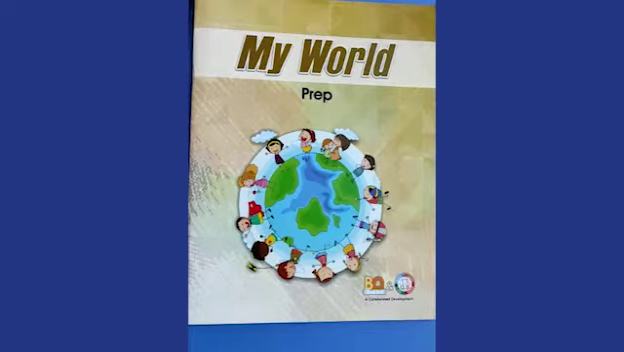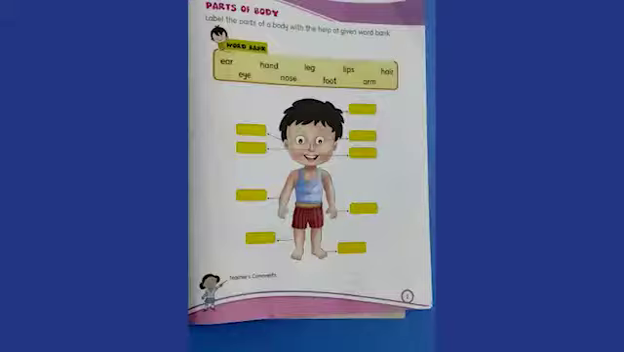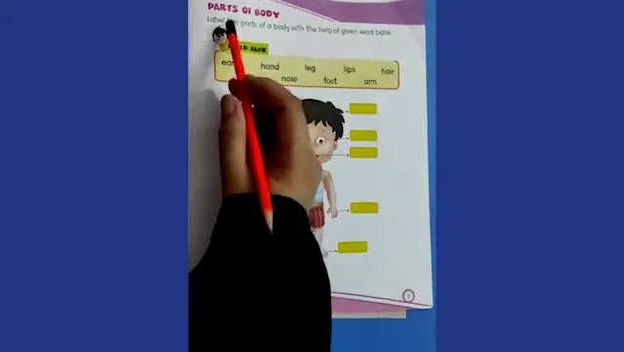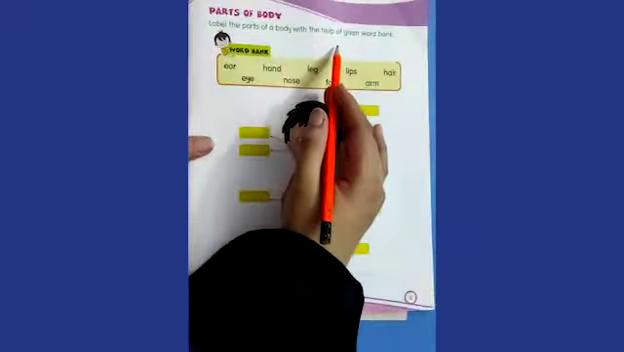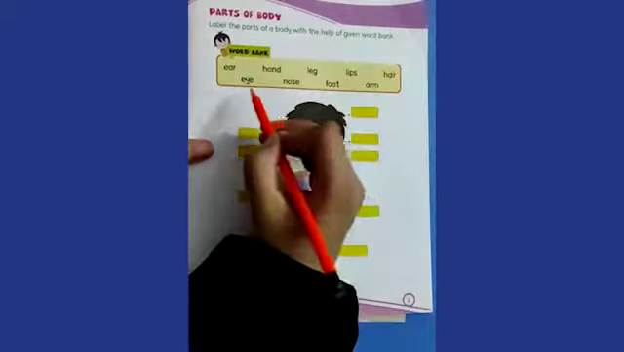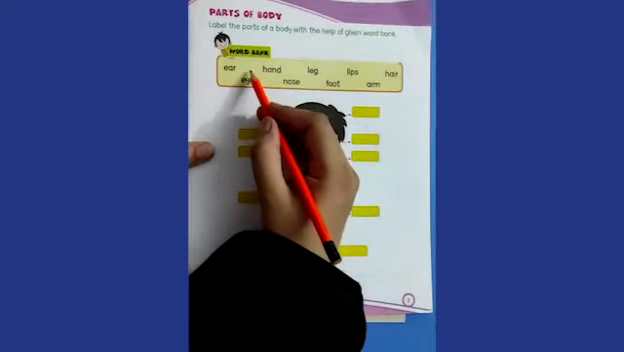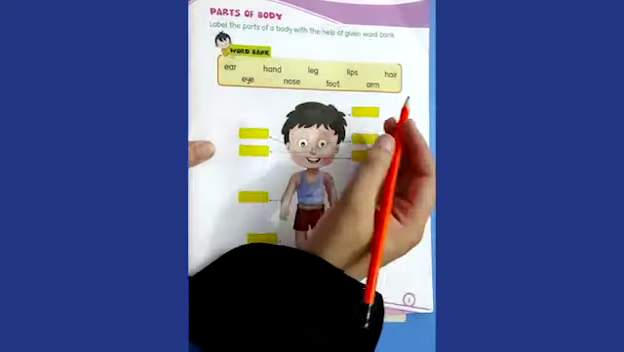Today we are going to study My World. Open page number 2. Our topic is parts of body. Label the parts of a body with the help of given word bank. Here we have a word bank.